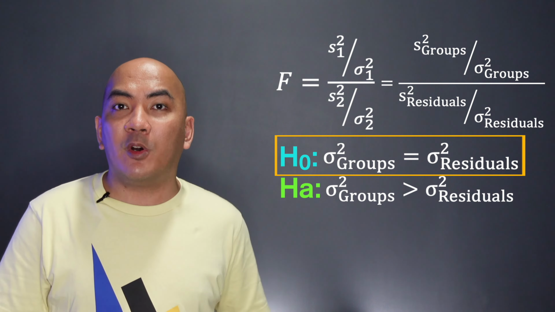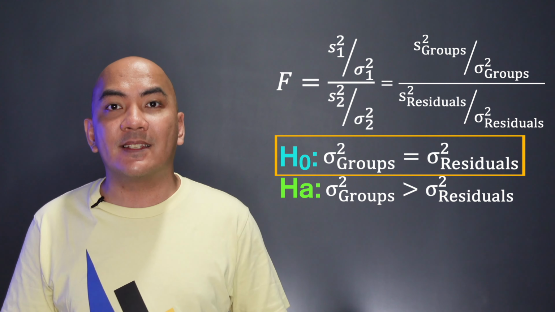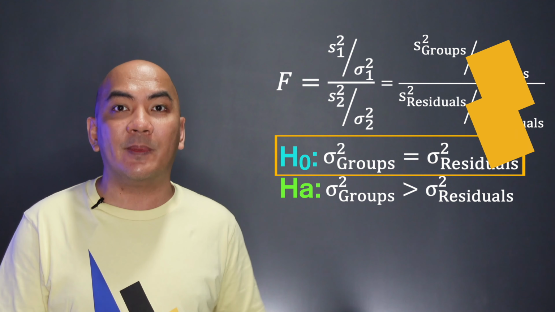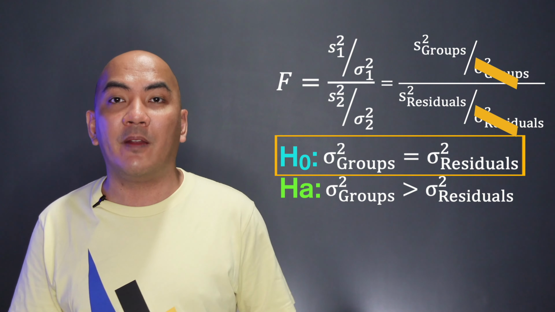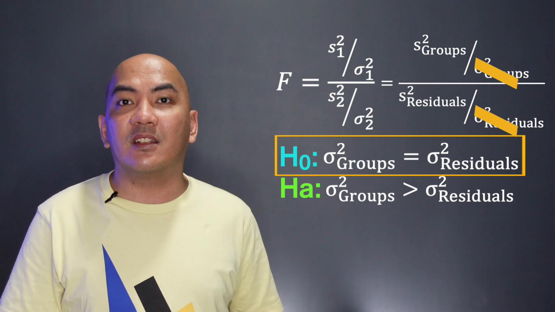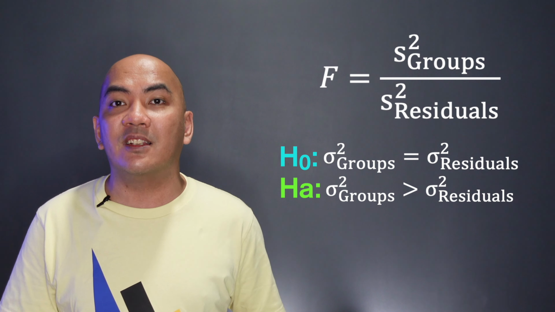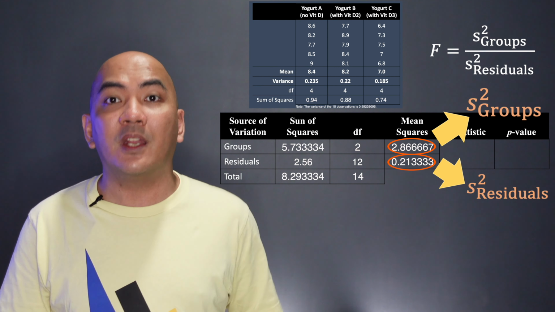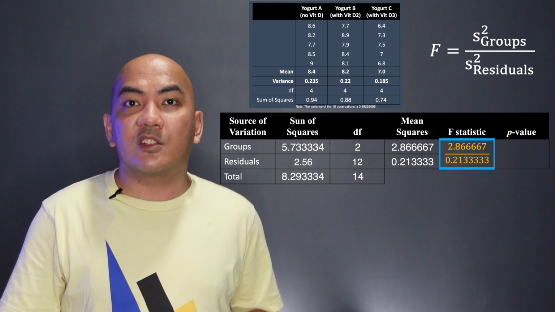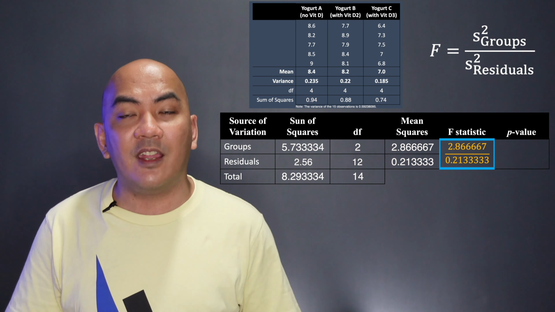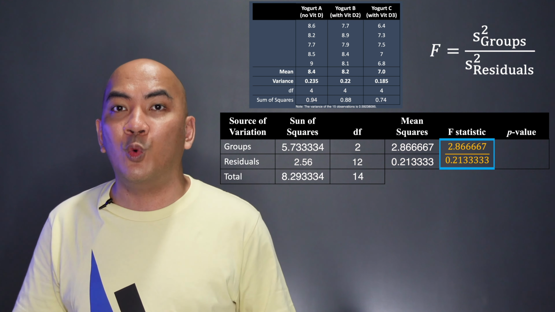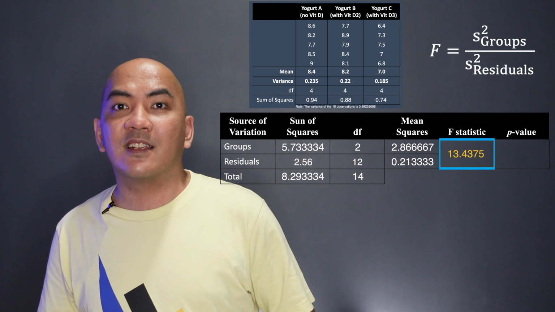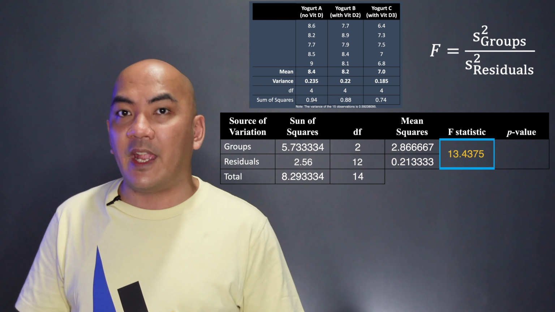Thus, under the null hypothesis, sigma squared of the groups and sigma squared of the residuals will just be cancelled out in the calculation of the F statistic. So the F statistic will just be computed using the sample variance of the groups divided by the sample variance of the residuals. So that is 2.8666667 divided by 0.21333, which leads us to 13.4375.